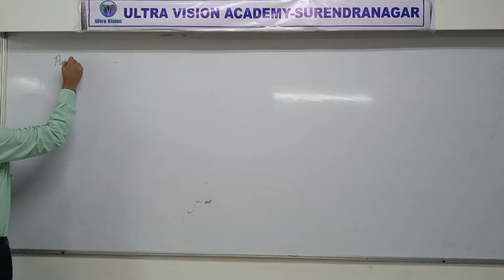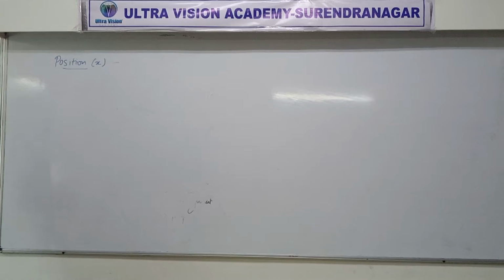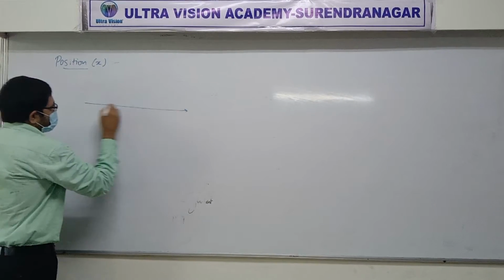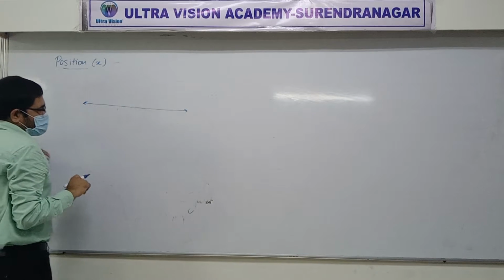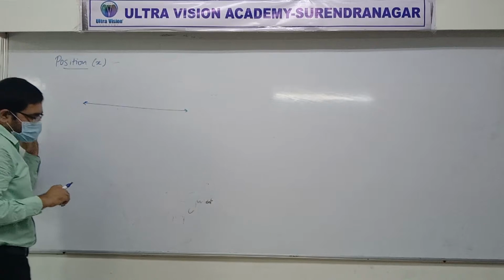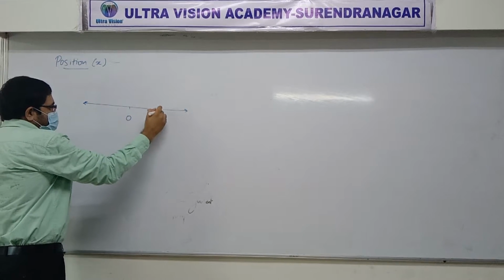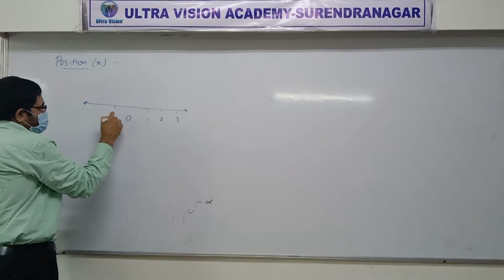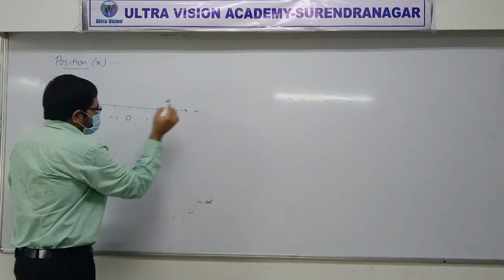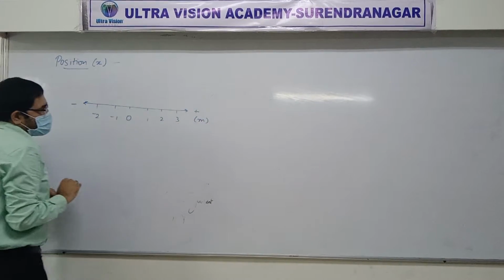About position, I'll just repeat that very quickly. The symbol of position is x. I told you that when we talk about motion in a straight line, generally we will take the number line as the reference. Hopefully you remember the number line, right? It has numbers like this. So this is the positive side, this is the negative side, and suppose this x is in meters.